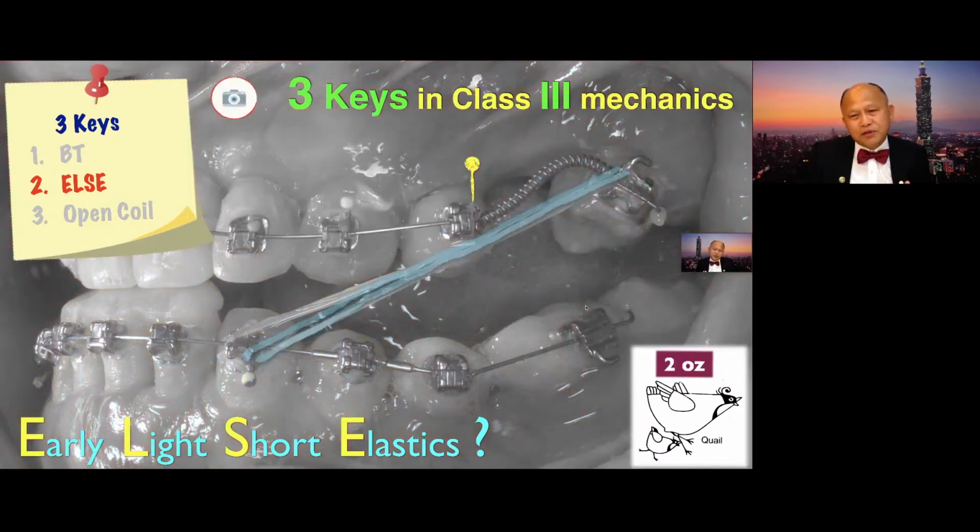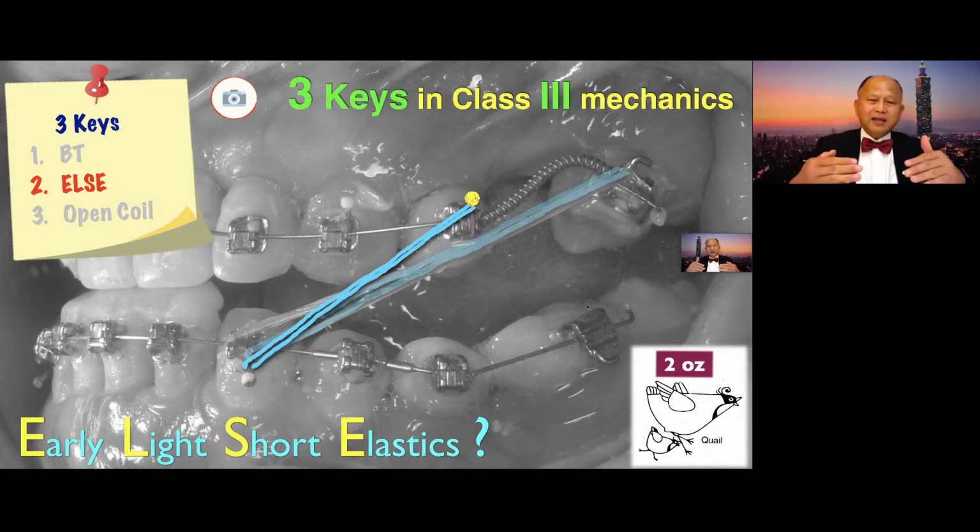So I would prefer to hook up this drop-in hook and hook the class 3 like this way. It's called early, light, short elastic. Why early? We start from day 1. Light and short, because once the elastic gets longer, you run into a risk that you might jeopardize or distort the arch form. So I prefer early, and I prefer light and short.